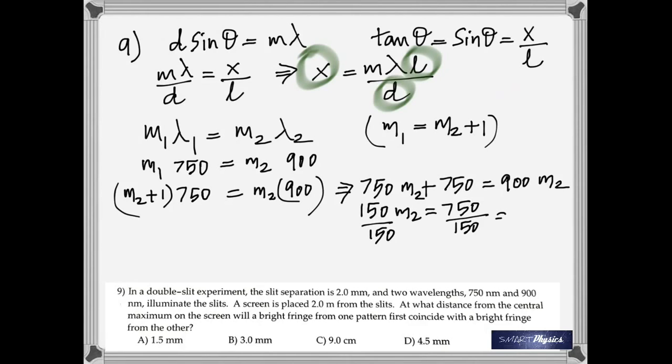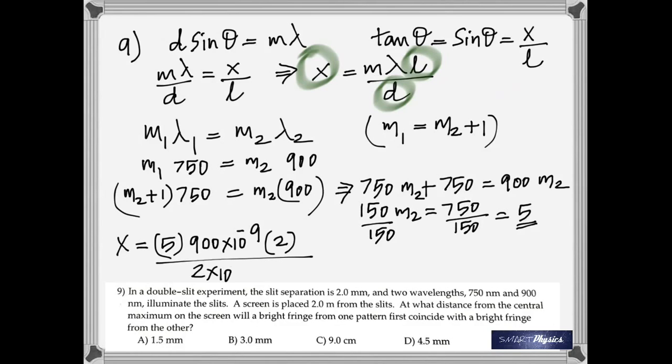So on solving that, you get M2 as 5, which means you can put it back into this equation here and find out what X is. It's 4.5 times 10 to the negative 3 meter, which is 4.5 millimeter.